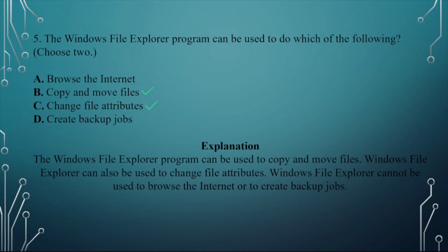The answers here are B and C. Copy and move files and change file attributes. The Windows File Explorer program can be used to copy and move files. Windows File Explorer can also be used to change file attributes. Windows File Explorer cannot be used to browse the internet or to create backup jobs.